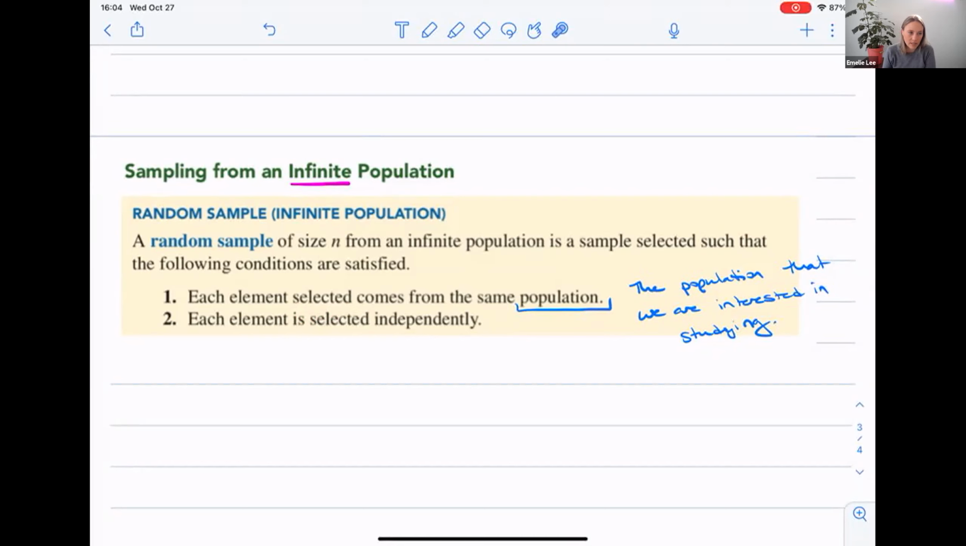We can't consider it a random sample, and each element has to be selected independently. So often if we're sampling from an infinite population, then as long as our elements come from the same population, that's kind of a must no matter what. But as long as we can argue that each element is selected independently of each other, then we can argue that we have a random sample, right? Which would mean that our sample is representative of our population, right?